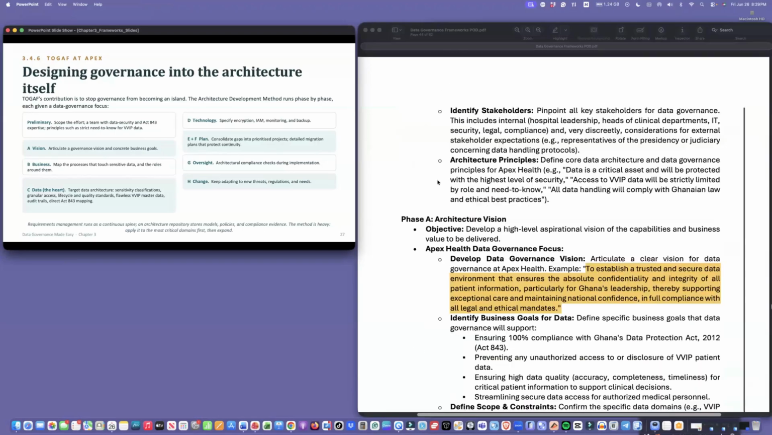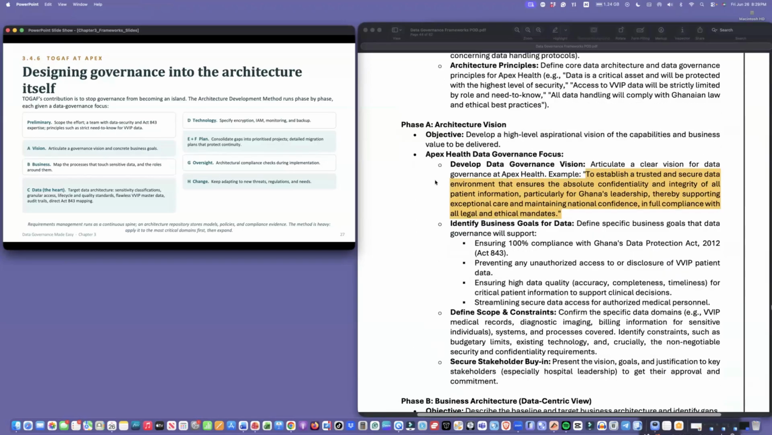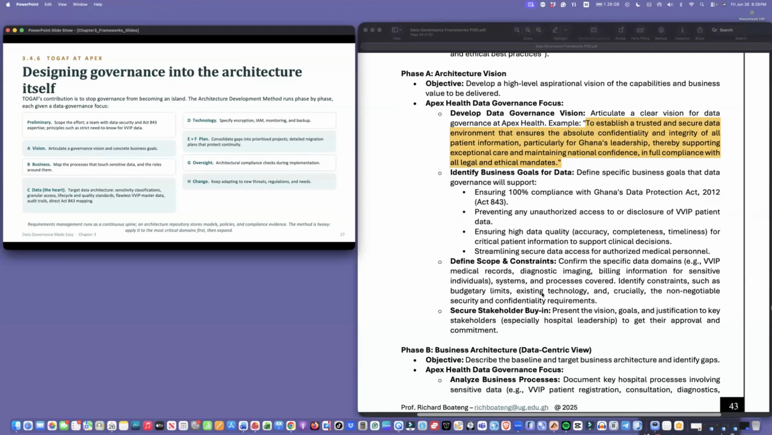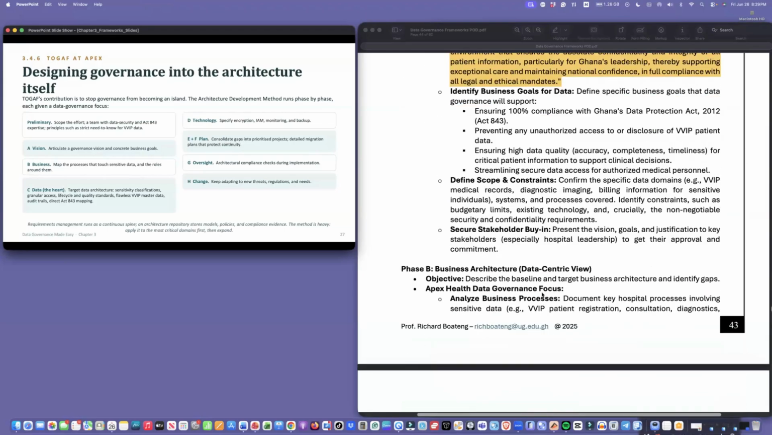So phase one, we do the architectural vision. The data governance vision is defined. The business goals are understood. Specific business goals that data governance will support: ensuring 100% compliance with the Data Protection Act, preventing unauthorized access to or disclosure of VVIP patient data, ensuring high data quality for patient information, and streamlining secure data access. We define the scope and we get stakeholder buy-in.